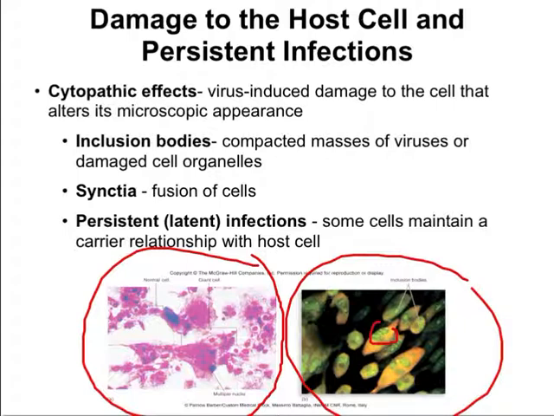So inclusion bodies are compact masses of viruses or damaged cell organelles that are trapped inside the cell. The fusion of cells results in syncytia, or multinucleate cells. Now, sometimes we'll see persistent or latent infections. This occurs when some cells maintain a carrier relationship with the host cell, so they don't burst or lyse right away. Persistent infections can last for a few weeks or the entire life of the host.